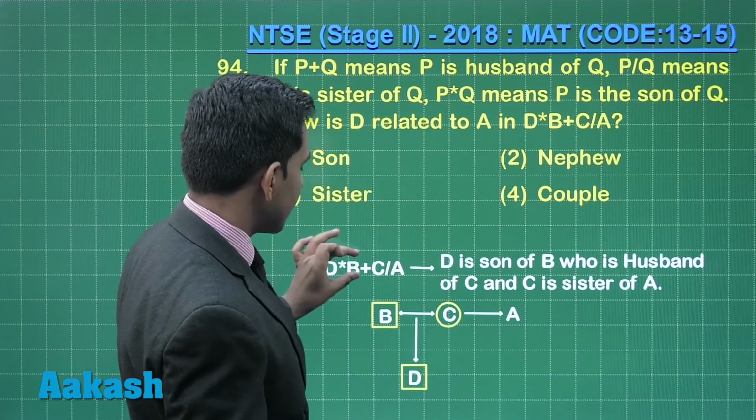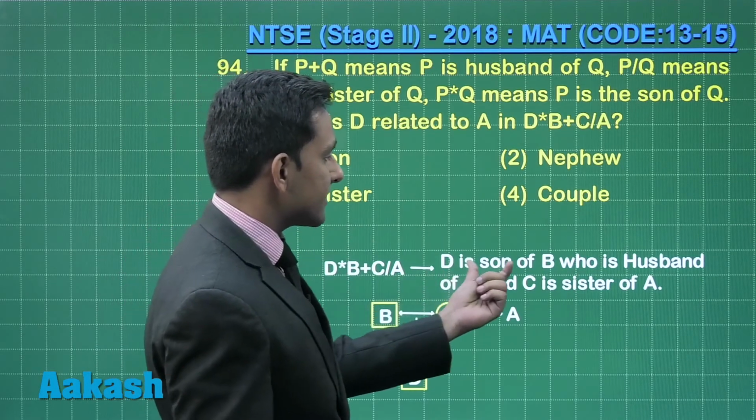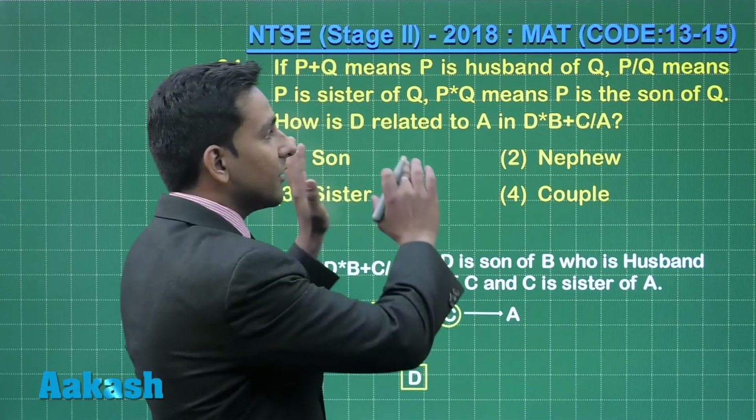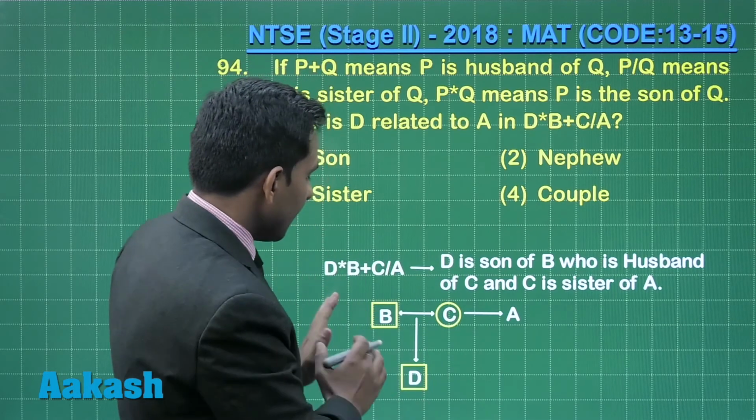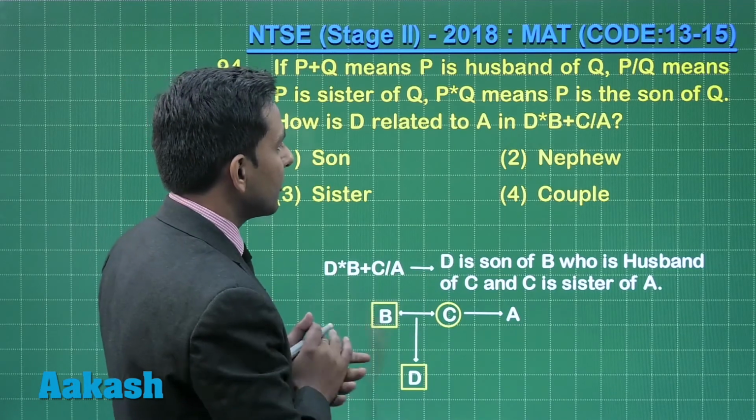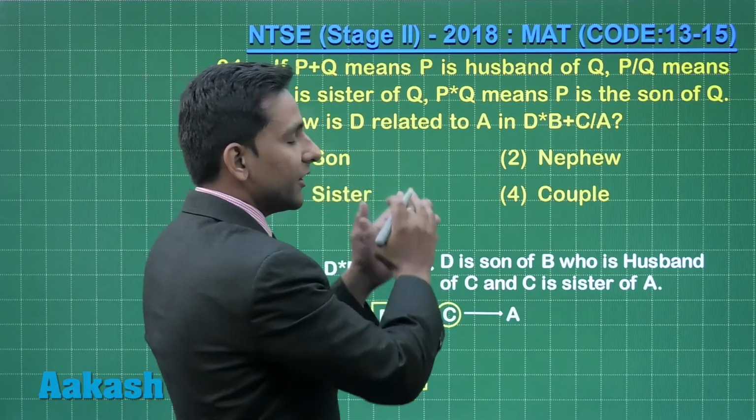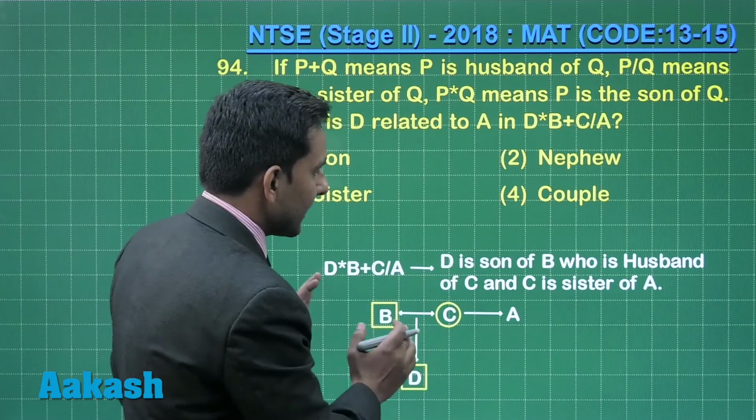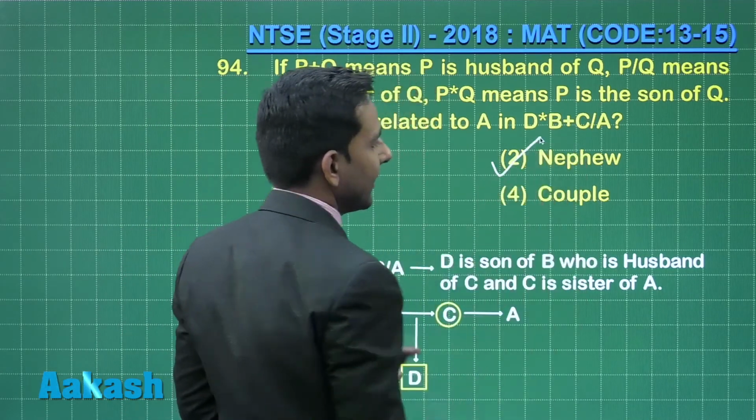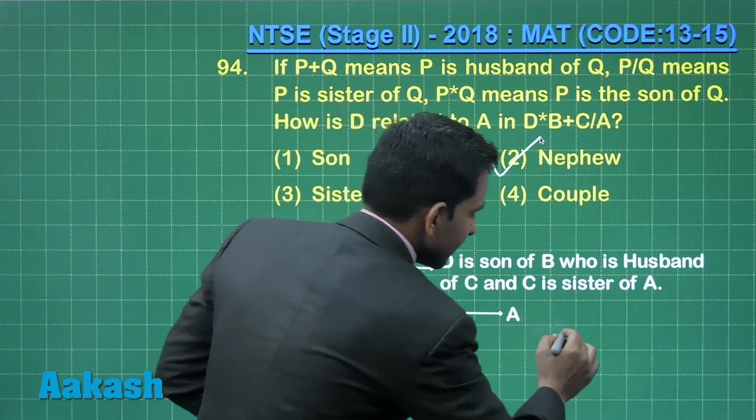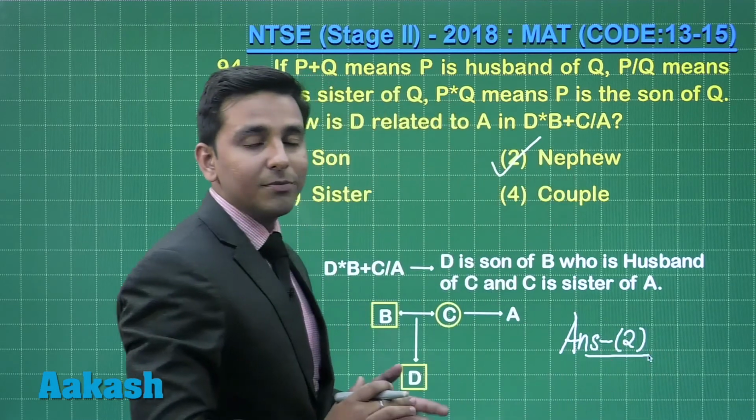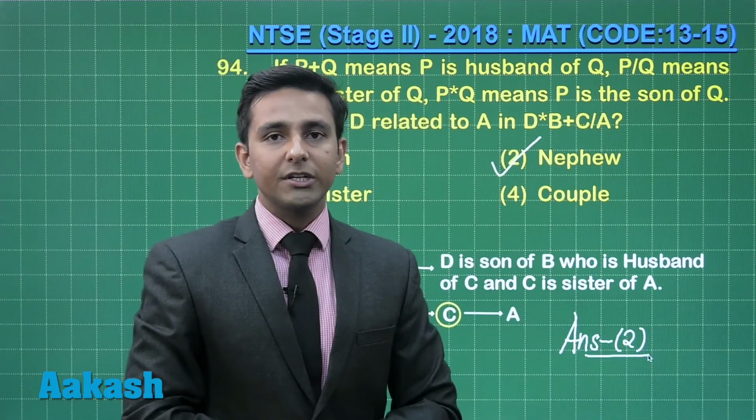Here we have the correct representation of the given relation. D star B plus C divided by A represents D is son of B, who is husband of C, and C is sister of A as per the given conditions. Now here we have the family tree that represents the relation of the given persons. Now let's move to the conclusion. Here we have to find how D is related to A. When we look at the family tree, we can say D is nephew of A. That means option number 2 is the correct answer for this question. Now the answer for this question is option number 2. I hope this is clear to everyone. Now let's move forward to question number 95.